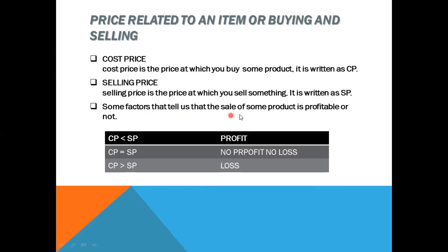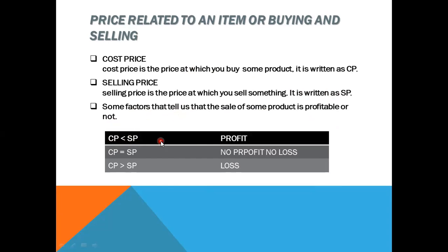Some factors tell us whether the sale of a product is profitable or not. When we buy an item from a shop and, if we don't like it or for any other reason, we sell it again, sometimes we may sell it at a profit or a loss. So what is that? Let us see.